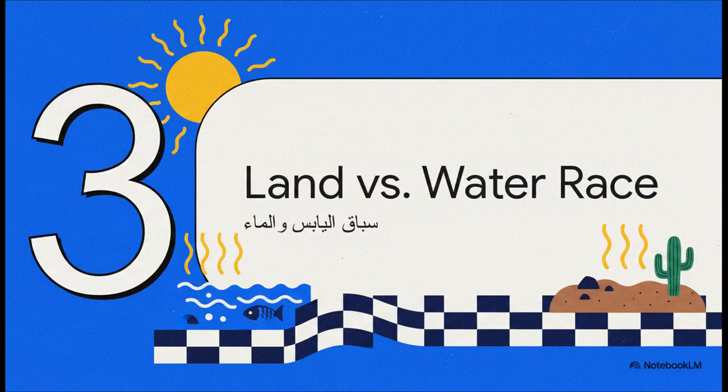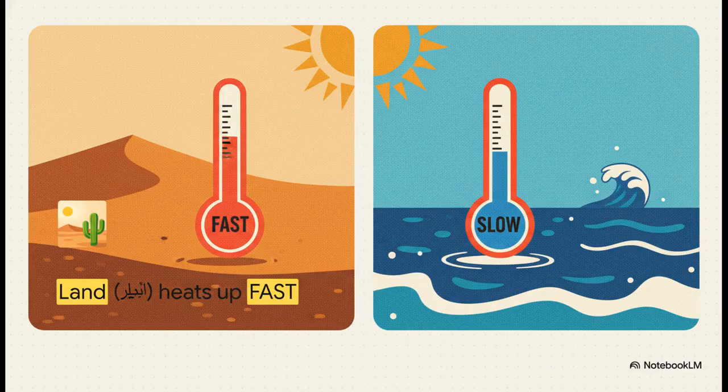Right, so we know the sun heats things up. But here's a question for you. Does it heat everything up at the same speed? Absolutely not. Let's picture it like a race on a sunny day. A race between land and water to see which one gets hot the fastest. And in this race, let me tell you, land is the sprinter. It just soaks up that sun energy super fast, so its temperature rockets up. Water, on the other hand, is more of a marathon runner. It takes way more energy and a lot more time to get its temperature to go up.